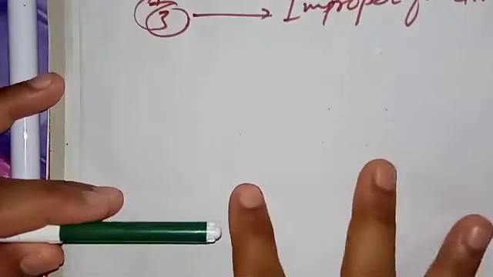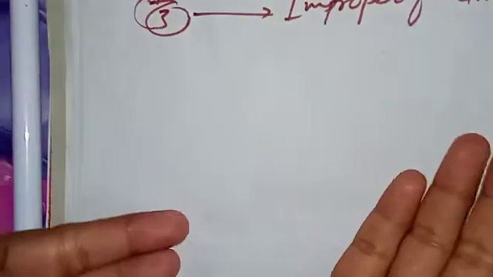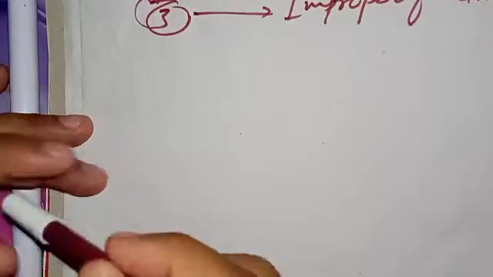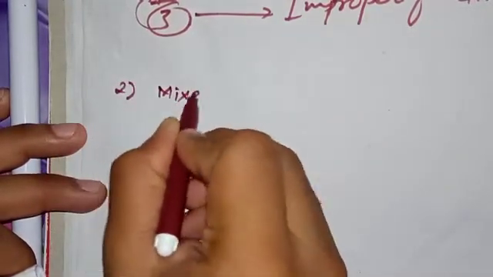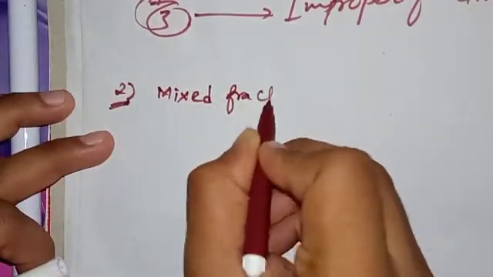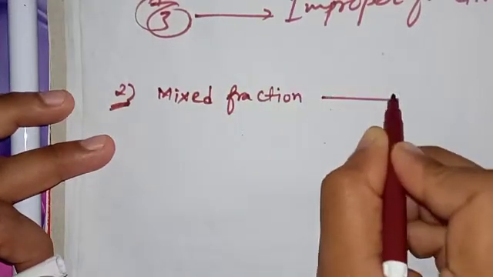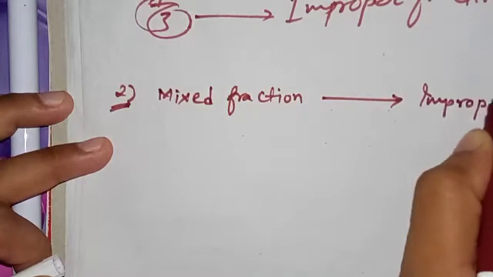Now let us move ahead, my dear students, and let us try to understand how to convert a mixed fraction into an improper fraction, and how to convert an improper fraction into a mixed fraction. Okay, that is sum number 2 and 3. My dear students, look over here. A mixed fraction will be provided to us. That is sum number 2. I'm explaining how to do sum number 2. A mixed fraction will be provided to us, and we have to convert that mixed fraction into an improper fraction.